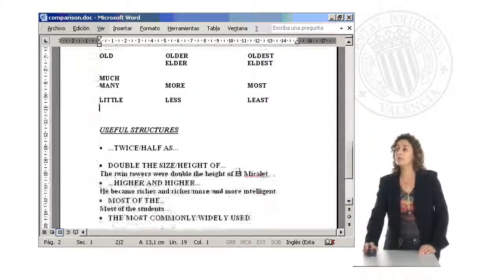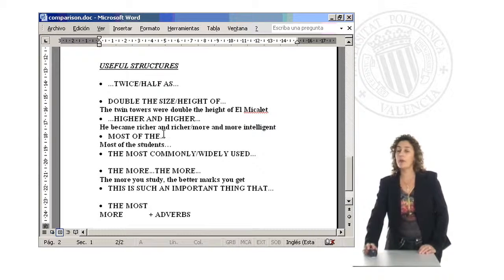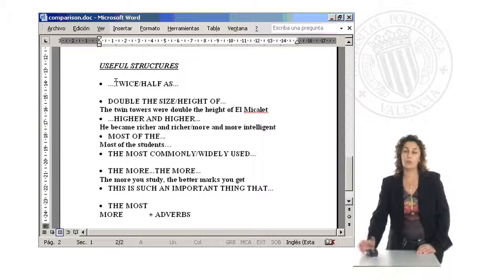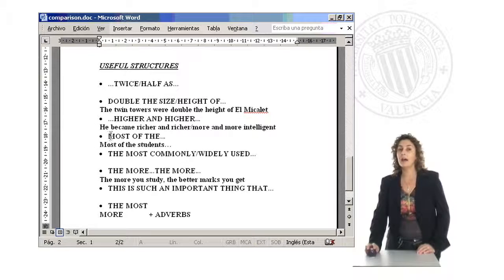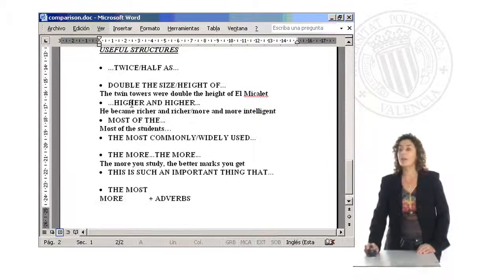But I also have in this document other useful structures in technical English that I consider could be very interesting as you are going to describe materials, processes, etc. We can use them to compare objects or qualities. "Twice", "half as": this structure. For example, this board is half as big as yours. Also, we have another interesting structure, "double the size, height of".